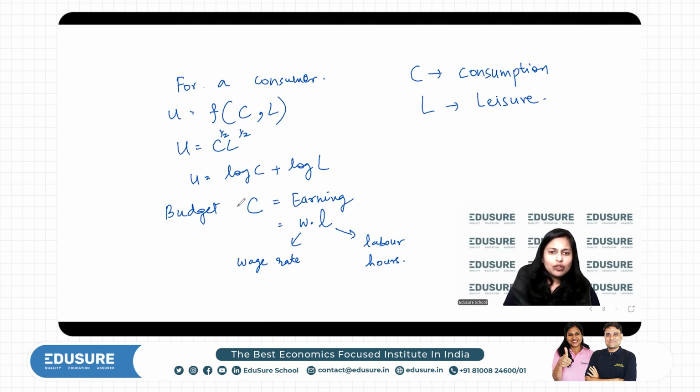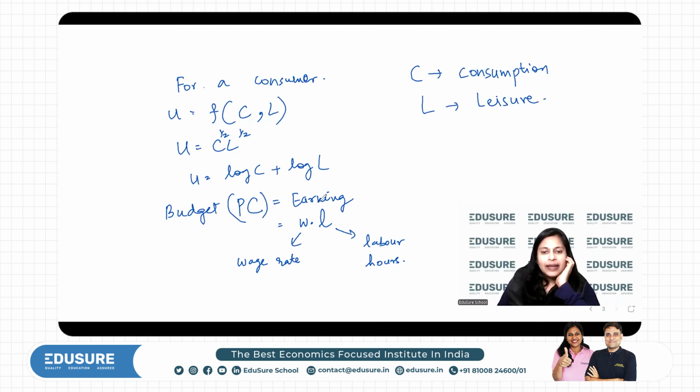Okay. We can also put a price here. So P into C is the total money that you spend, or consumption. That has to be equal to W into L. That is what you earn. So what you earn is what you spend. So your budget constraint as a consumer is PC is equal to WL. How much you work is how much you can spend, right?